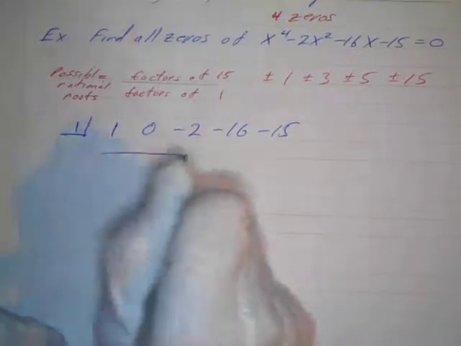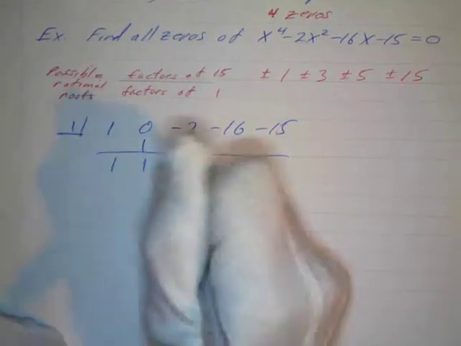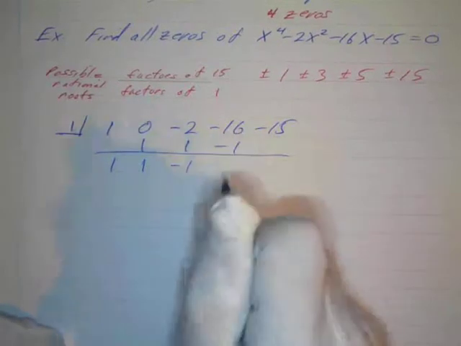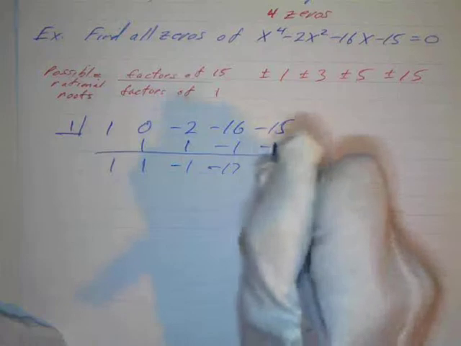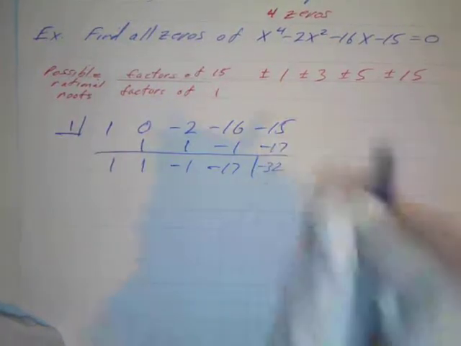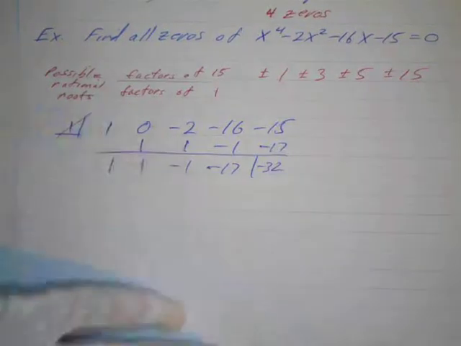So we'll bring down the 1. 1 times 1 is 1. 0 plus 1 is 1. 1 times 1 is 1. Negative 2 plus 1 is negative 1. 1 times negative 1 is negative 1. Negative 1 plus 16 is negative 17. And 1 times negative 17 is just that, and that's going to be negative 32, so that's not going to work. Okay, so I can cross that out.